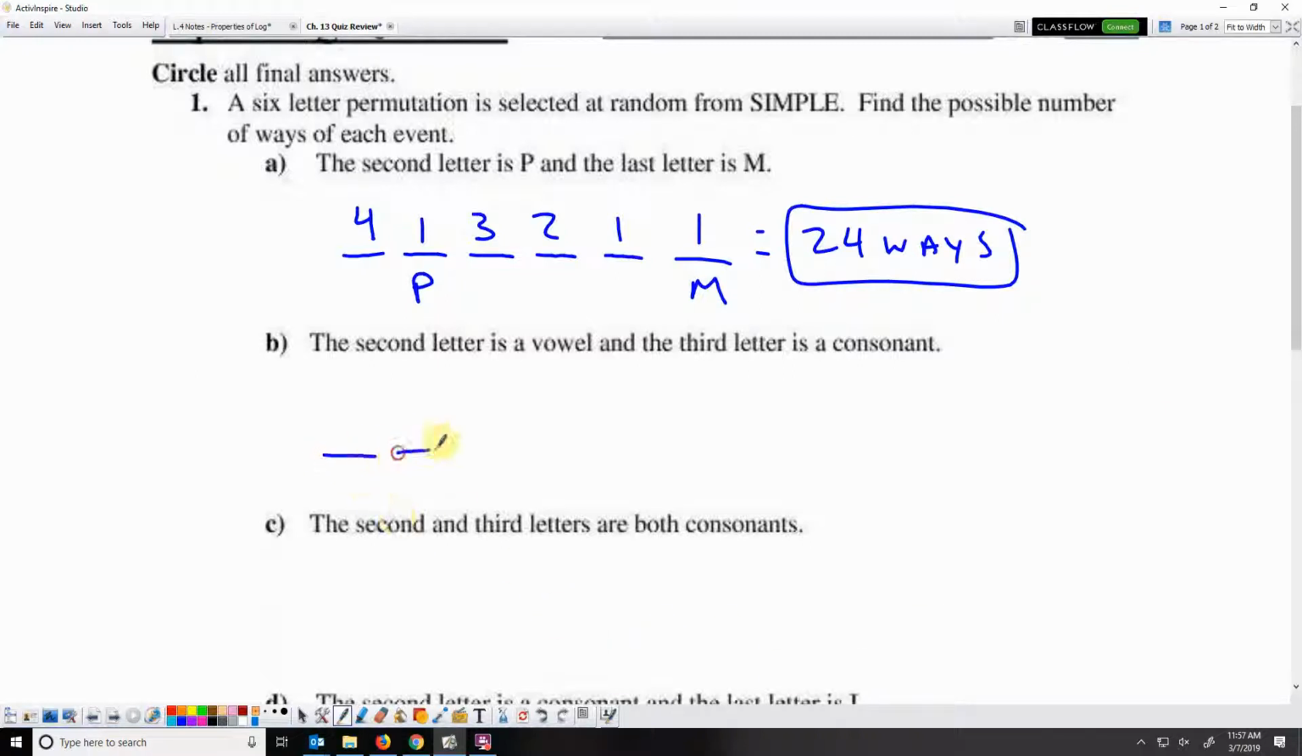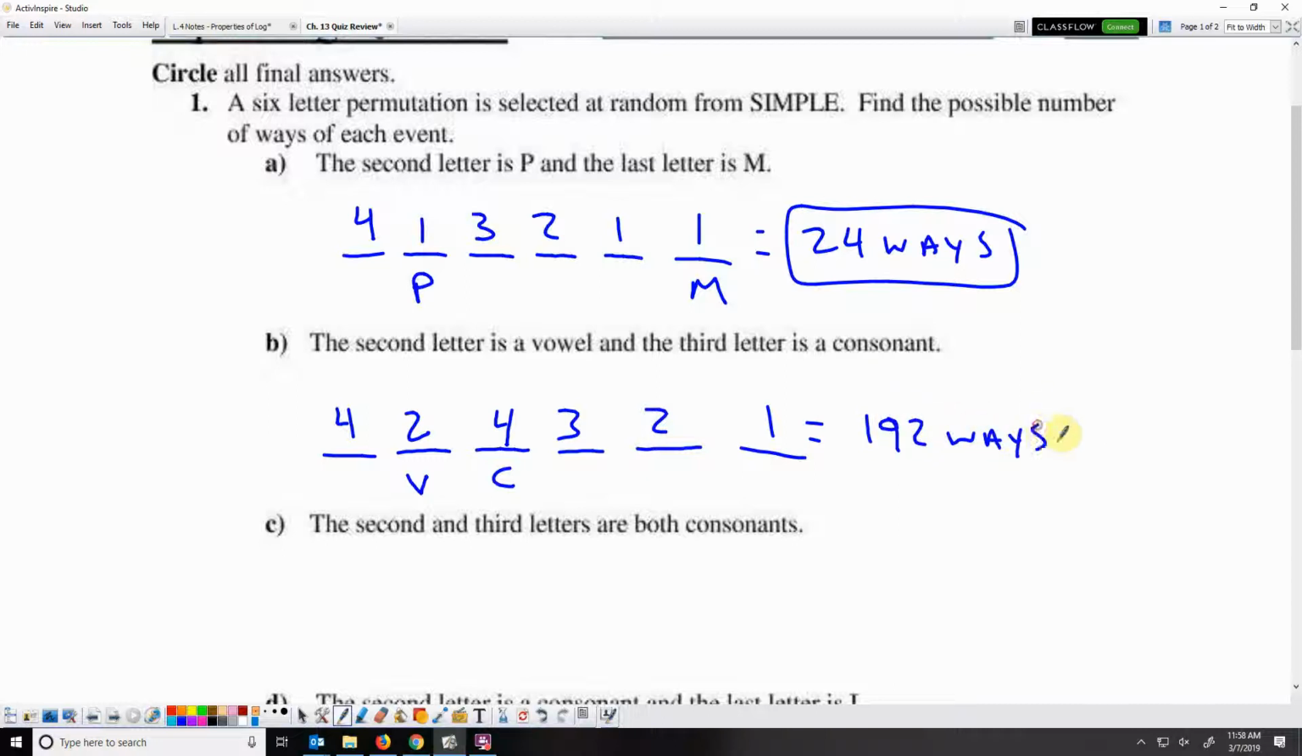Okay, again with the same letters. This time the second letter is a vowel and the third letter is a consonant. So the vowels, I and E, there are 2 of them. The other 4 are consonants. I have now placed 2 letters, leaving me with 4, and 3, 2, and 1. So when I multiply all of these numbers, I find that there are 192 ways to arrange these letters.